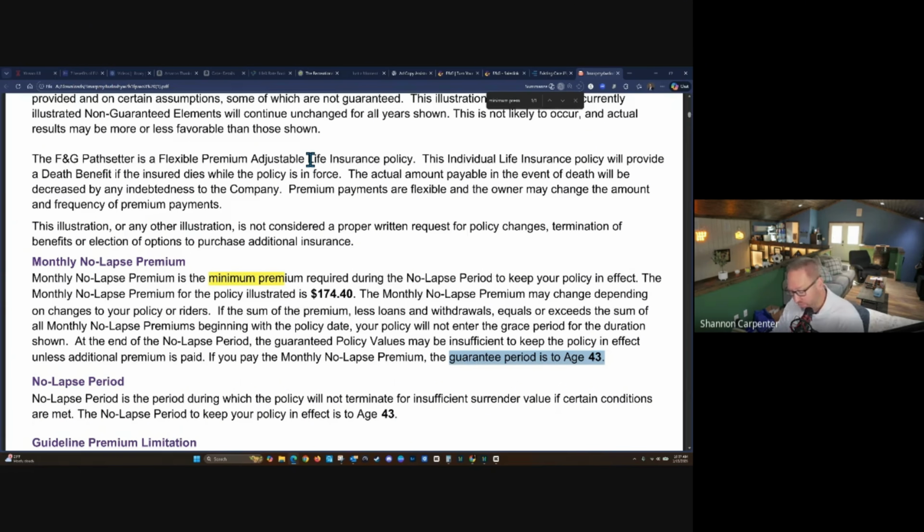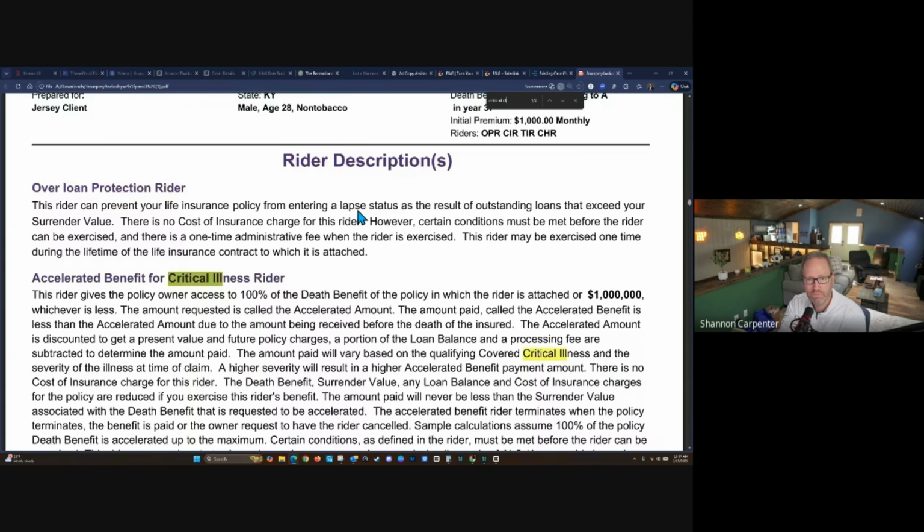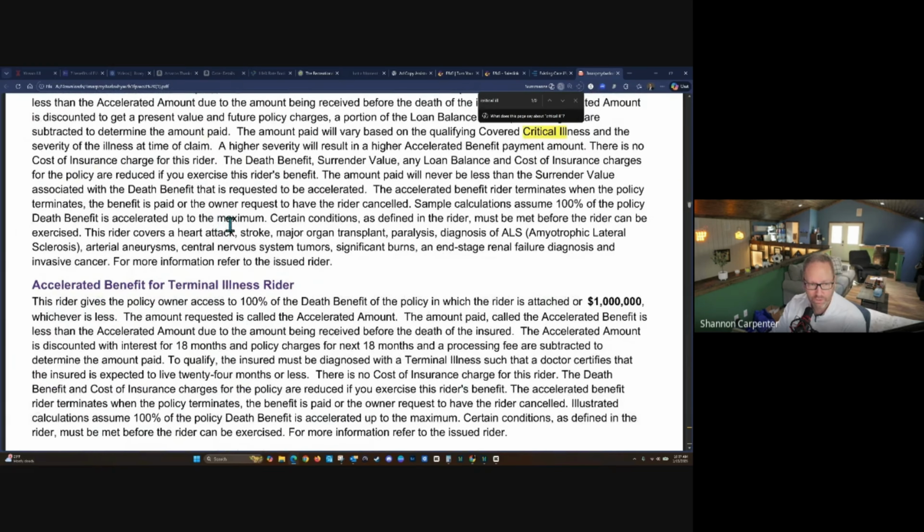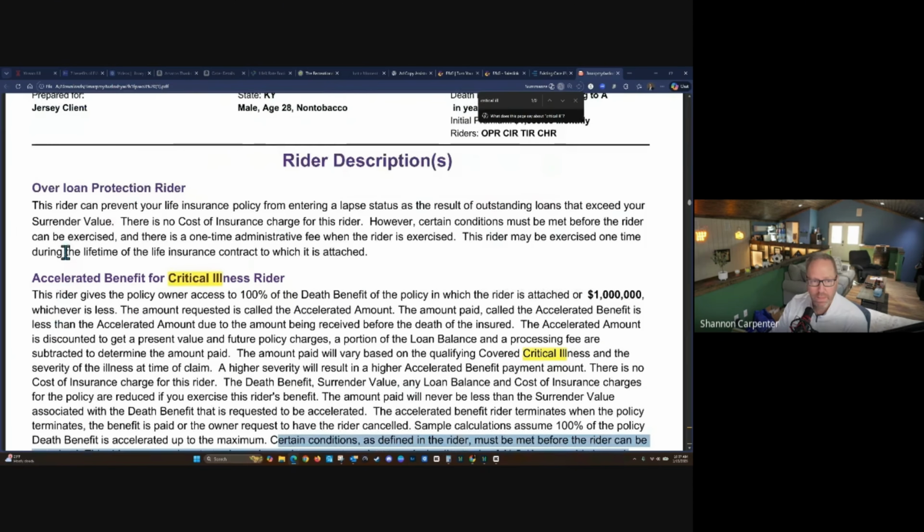Before I forget, these things also have living benefits built in. One thing I love about this company is that with most carriers, you can only access about 25% of your death benefit if you get cancer, heart attack, or stroke. Here you can access 100%, up to $1 million. If you put in critical illness, it'll show you this rider gives the policy owner access to 100% of the death benefit not to exceed $1 million, and it lists all the critical conditions. Other companies don't come close to that.